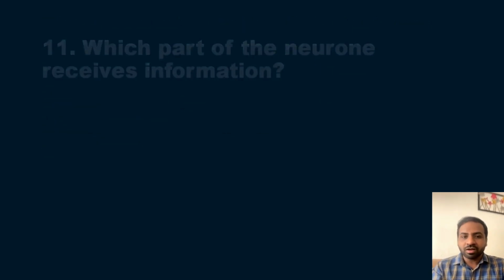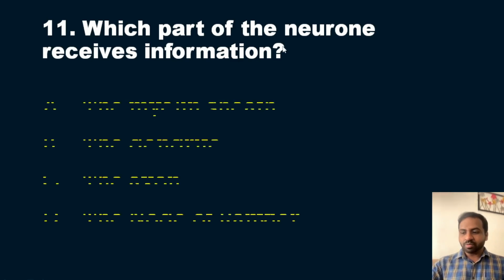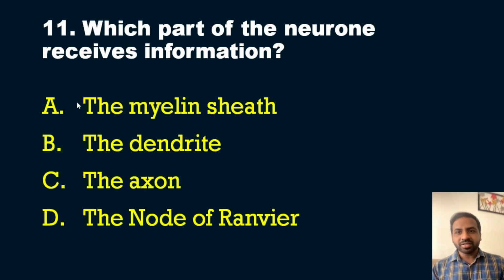Now we will see the 11th question from the central nervous system, and the question is very simple. Which part of the neuron receives information? Question is very direct. The options are: the first option is the myelin sheath, the second option is the dendrite, the third option is the axon, and the last option is the node of Ranvier. So which part of the neuron receives information? That's a question for you.